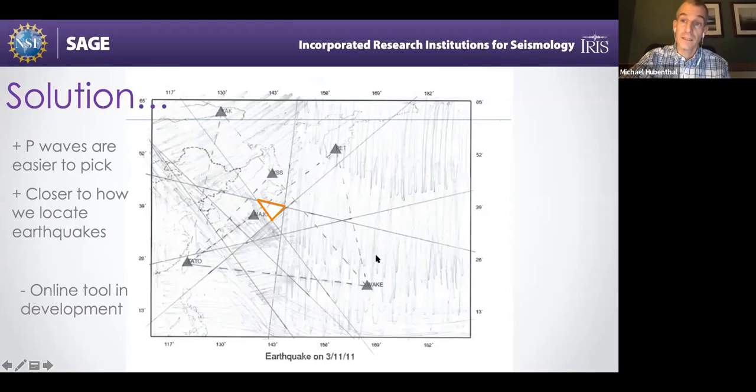This process of using P waves only is much closer to how we actually locate earthquakes, and so we're modeling that basic idea. Right now, we don't have an automated way to do this, but within the next few months, we're working on developing this tool. So we will have an online bisector location activity for students to be able to do on the screen. And so it gives a new way for us to locate earthquakes. Again, this still isn't quite how we do it, but it's closer than the S minus P method.